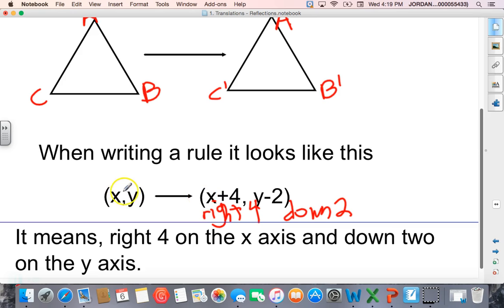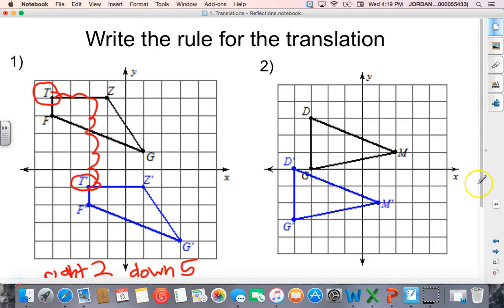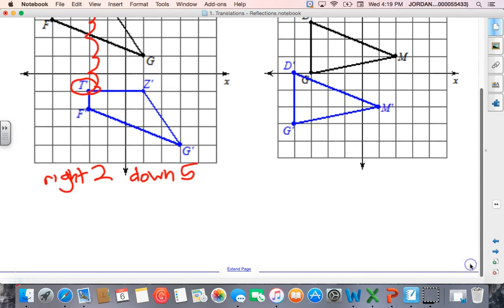So you're always going to start with this X, Y in parentheses and then the arrow to show what it changes into, what the shape transforms into. So let's go back here and we'll scroll down. We start with X, Y. That's what our original shape was. And it transformed by doing what to X? Well, it went right 2, so we need to add 2 to X.